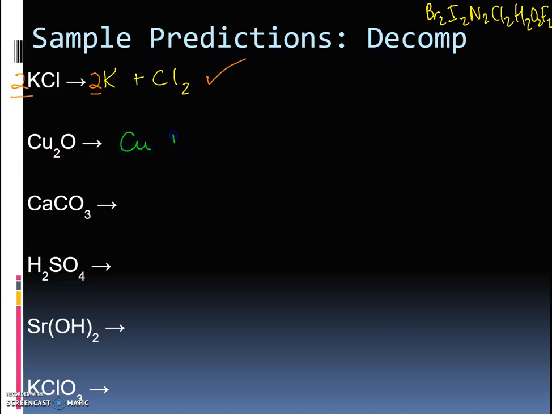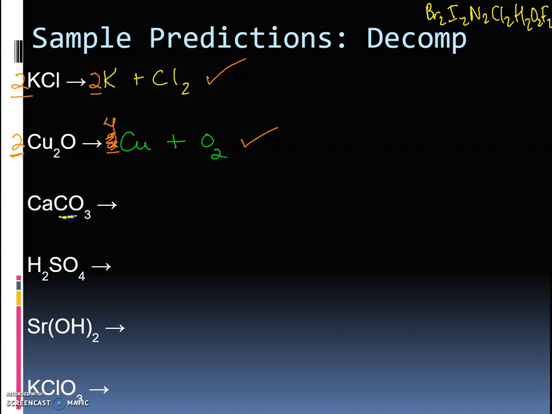All right, Cu2O. Break it up into Cu and O. Anybody diatomic? Yep, oxygen is. So I'm going to put a 2 here. Is it balanced? The answer is no. So I have 2 here, so I'm going to put a 2 here. I have 2 here. Oh, wait, I need a 2 here. And then I need a 4 there. Now it is balanced.